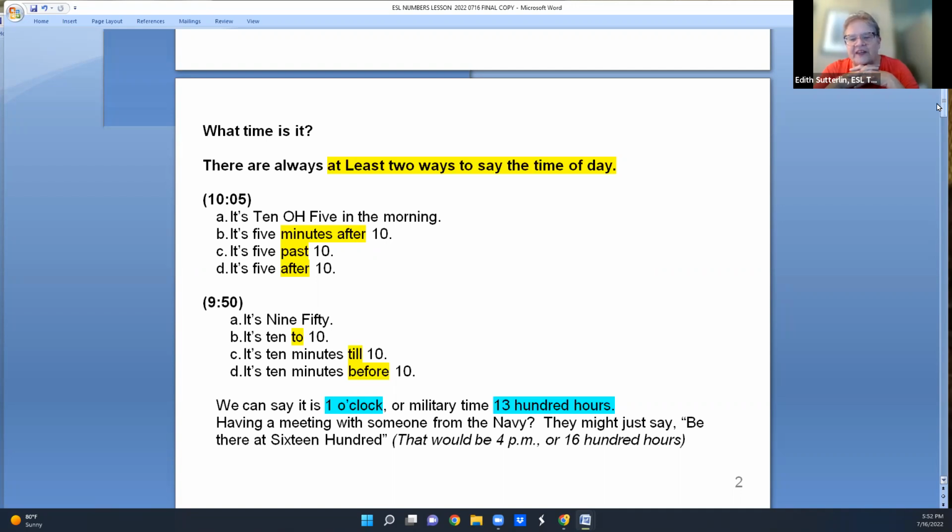Now we can also say in the afternoon, it's 1 o'clock, or we can use the military time. It's 1300 hours. The United States military and many European countries use the time with the 24-hour clock. And so they might say something is at 1600 hours. If you're having a meeting, they might say, well, be there at 1600. And you understand the hours, 1600 hours, which is 4 o'clock in the afternoon.